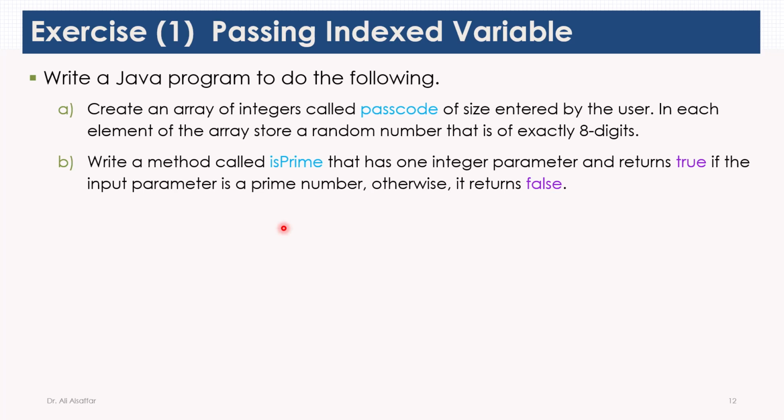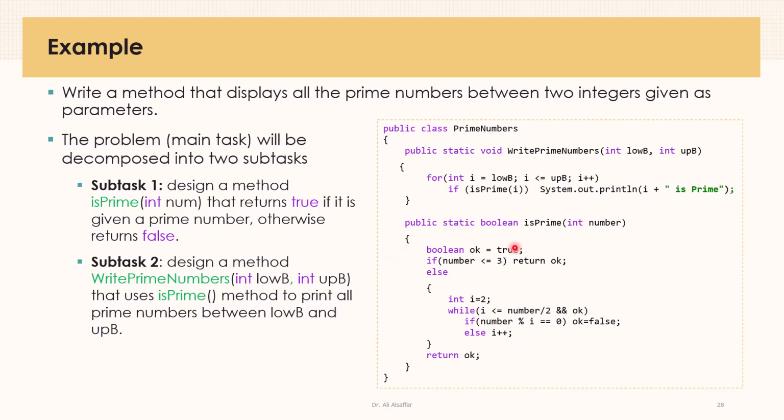Let us see the implementation of this method. Here is the implementation of the method isPrime. We wrote this method when we wanted to write a method that displayed all the prime numbers between two integers given as parameters. The problem was divided into two subtasks. The first subtask was to write this method. So let us copy this method to jGRASP and try to explain how it works briefly.